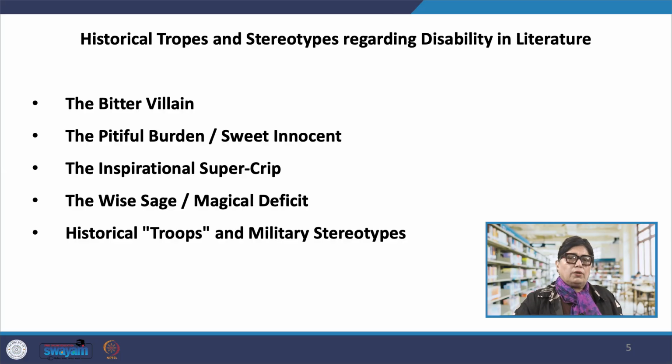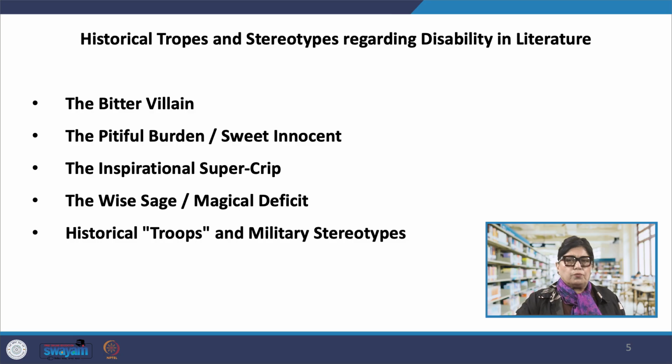Let us now look at the historical tropes and stereotypes regarding disability in literature. Traditionally, physical and cognitive impairments were rarely treated as authentic human experiences. Instead, authors use narrative prosthesis, that is, a method of using disability as a storytelling crutch to drive a plot forward or symbolize a moral lesson. We shall discuss narrative prosthesis in more detail later in this lecture.